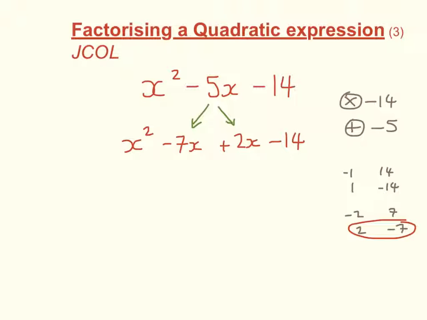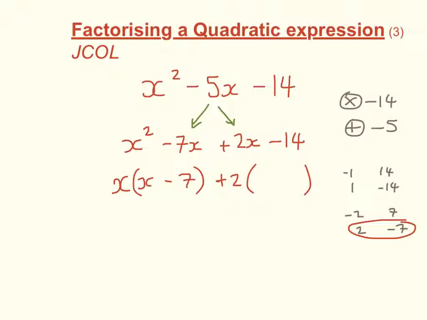Obviously we still have the x squared term at the front, and we have the minus 14 term on the end. So now it's a case of taking the first two terms and factorising, and you should see that x is a common factor. What goes inside the brackets? Well, x times x gives me x squared, and x times minus 7 gives me minus 7x. For the next two terms, what's the common factor? Well, it's going to be 2.